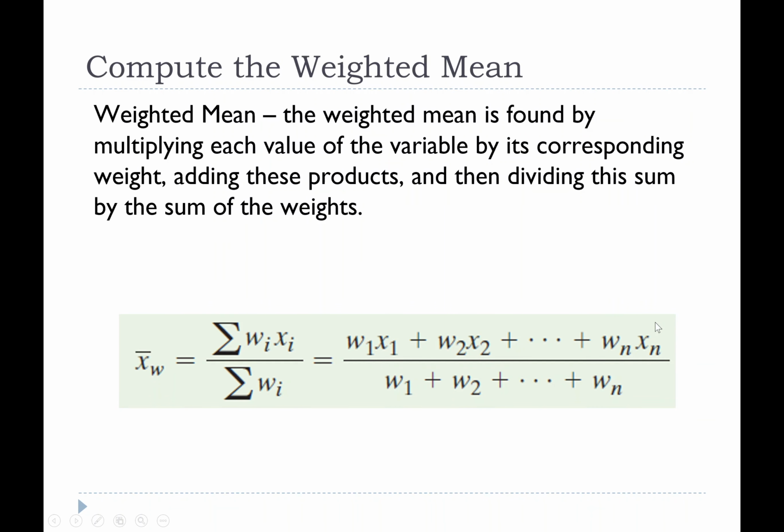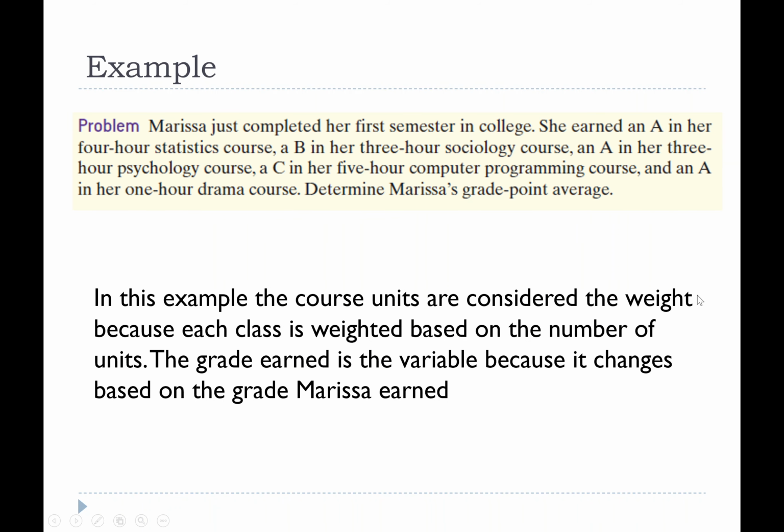And so we can compute the weighted mean. The weighted mean is found by multiplying each value by its corresponding weight and adding these products and then dividing by the sum of the weights. So this is your famous GPA question. Marissa just completed her first semester of college. She earned an A in her 4-hour stats class, a B in a 3-hour sociology class, an A in her 3-hour psychology class, a C in her 5-hour computer programming course, and an A in a 1-hour drama course.